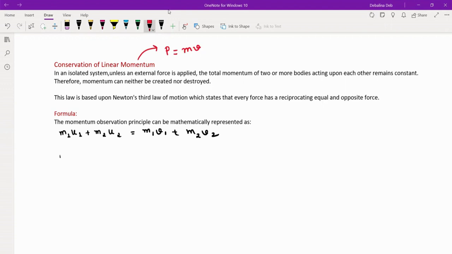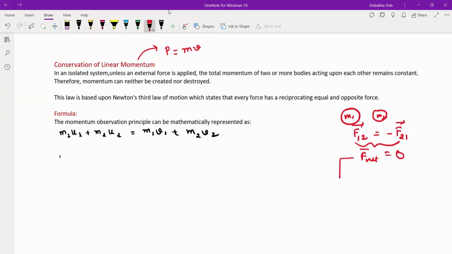So let us consider we have a system which is a combination of two objects. One is M1 and another is M2. So the force acting on M1 due to M2 can be written as F21. According to Newton's third law, we know that this is the relation of F12 and F21. So the F net, that is the sum of these two forces, is equal to 0.